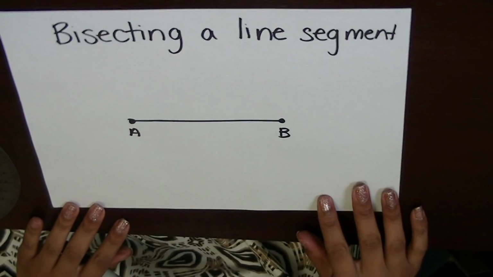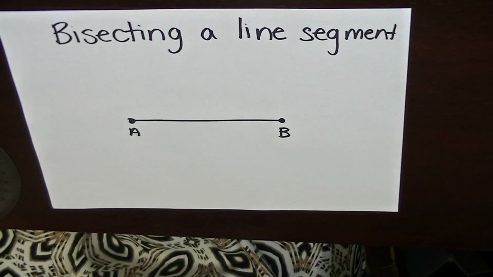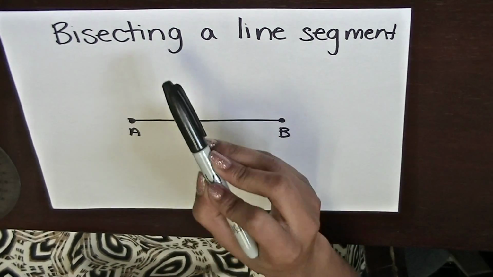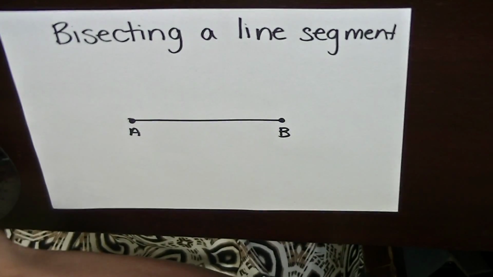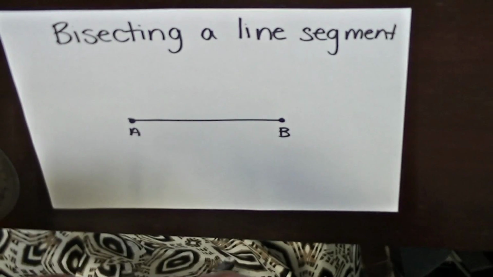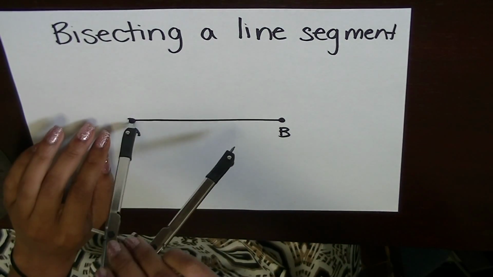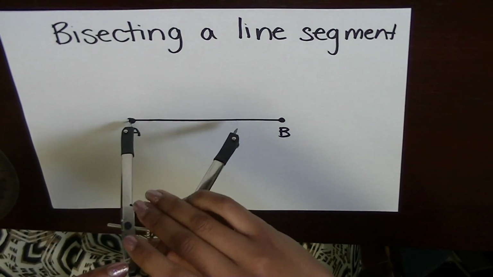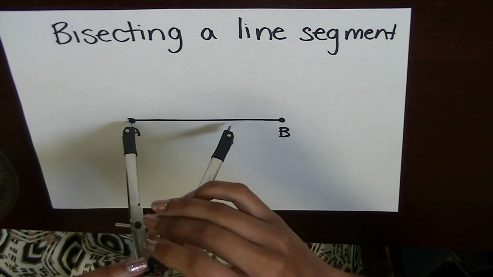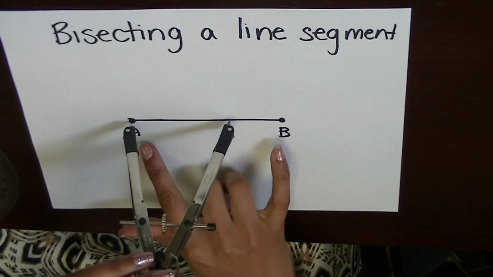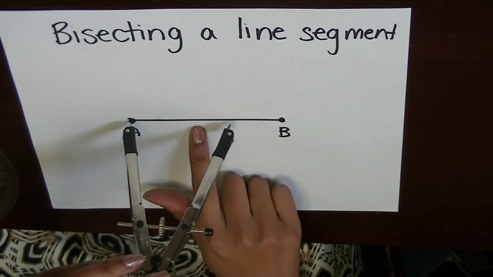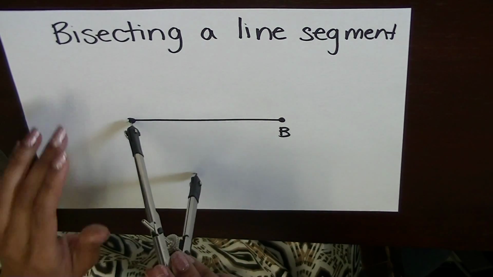The next construction that I'm going to talk about is bisecting a line segment. Bi means two, sect, cut. So we're going to cut this line segment into two. So to do that, you want to place the pointy end of your compass on an end point. And you want to open up your compass so that it's a little bit more than half the length in between line segment AB. You don't want to go exactly half, you want to go more than half.